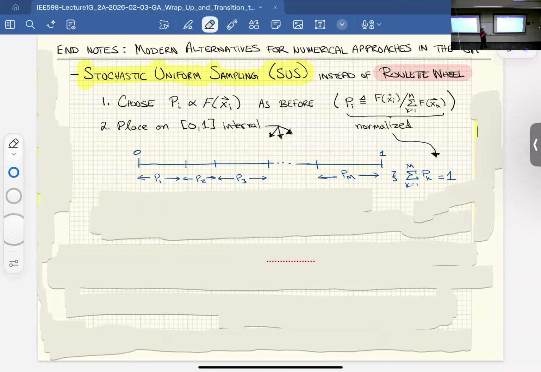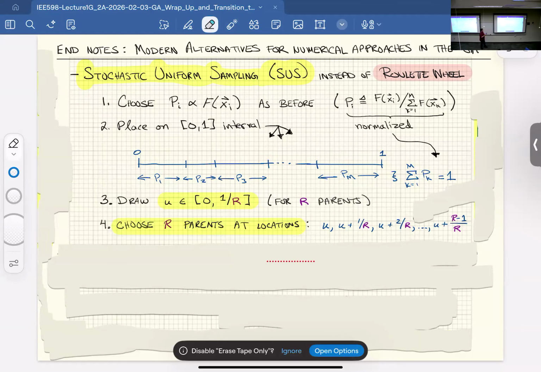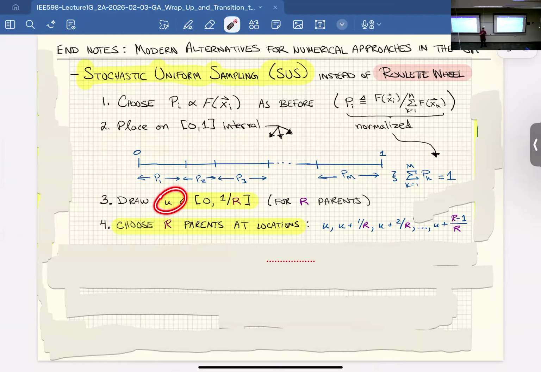Stochastic uniform sampling does it a little differently. In stochastic uniform sampling, you draw one number, a single number, and you draw it not between 0 and 1, but between 0 and 1 divided by R, where R is your number of parents. And that will land somewhere early in this. Then you're going to add 1 over R times 1, 2, up to R minus 1 to give you the other points.